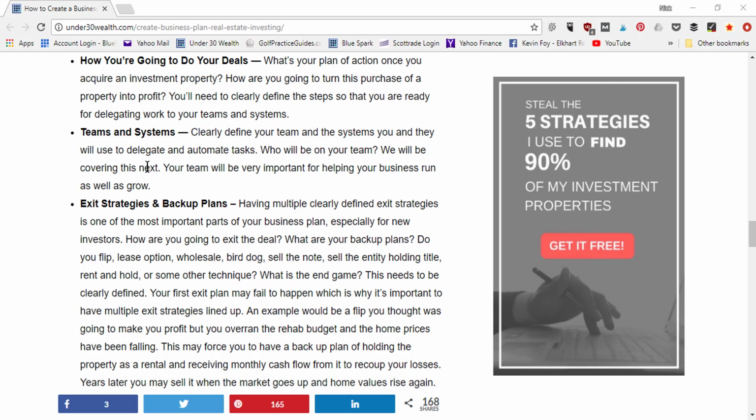So find a good accountant who understands all the tax incentives of real estate investing, and he can help you out at the end of the year when you turn in your books from your rental properties or from your fix and flip business. And then you need a real estate agent.